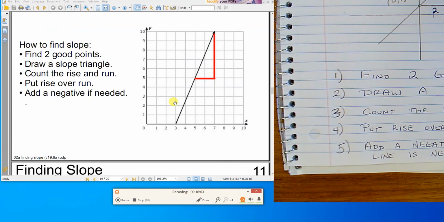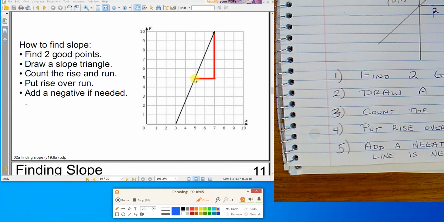Let's do it again. I find two good points. There's a good point. There's a good point. Let's see, is this a good point? No, no, no. There's another good point right there. It does not matter which two I use. Between the two, I draw on a slope triangle.